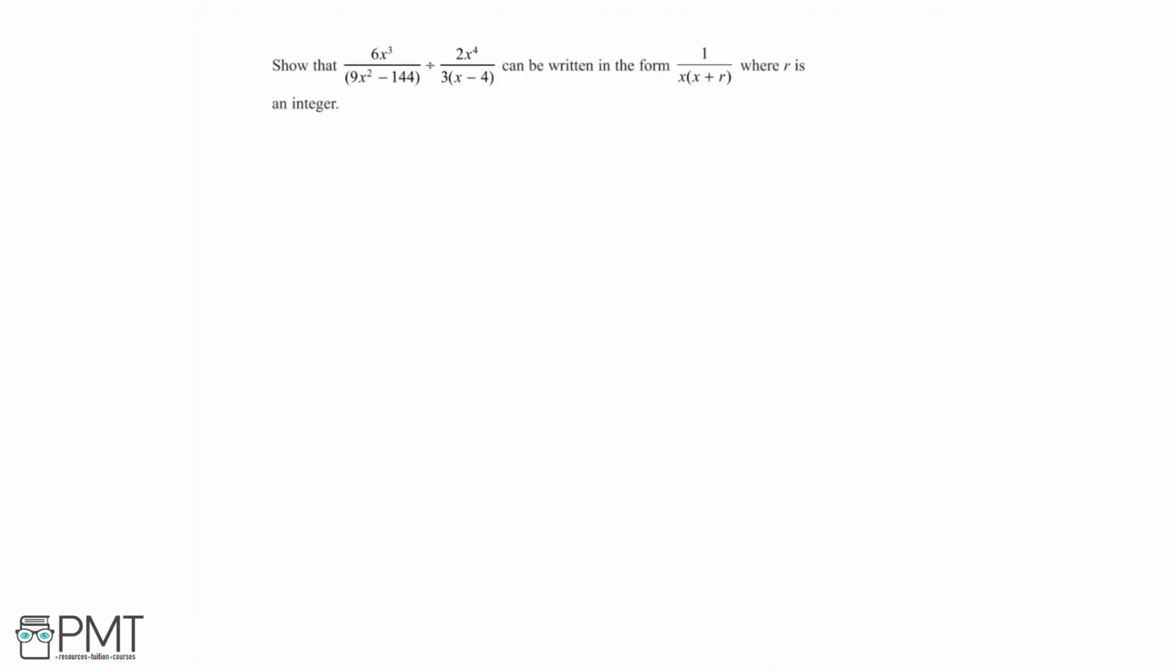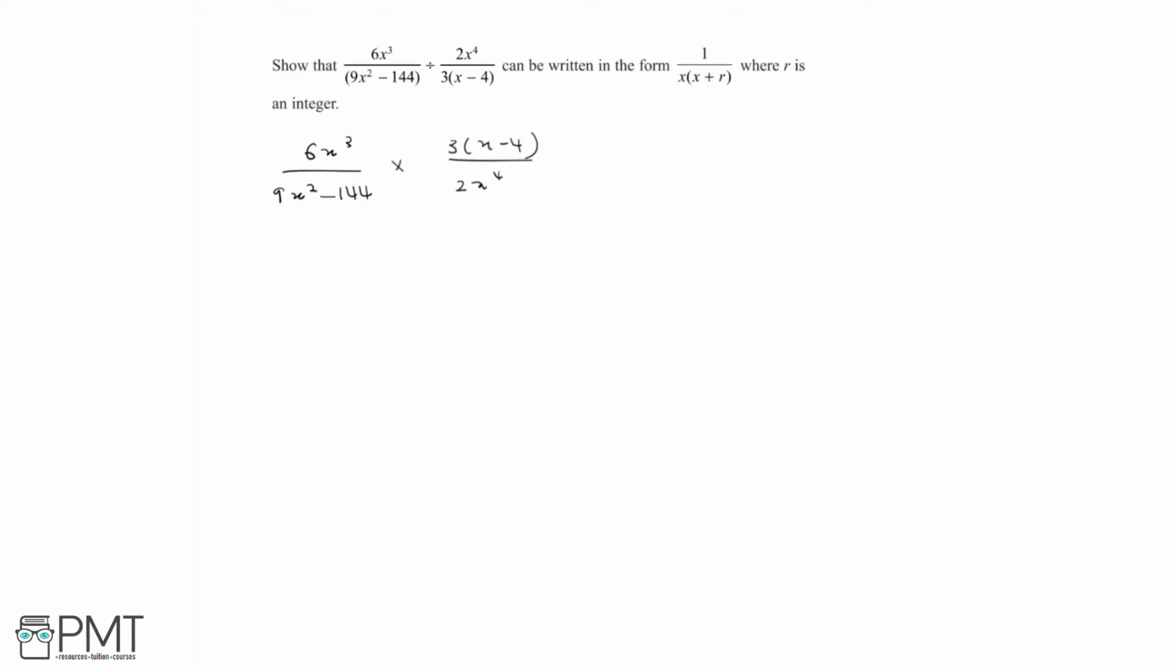We'll start by getting rid of the divide sign. To do that, we can change the divide sign into a multiplication sign and flip the fraction on the right hand side. So we'll end up with 6x cubed over 9x squared minus 144 multiplied by 3 brackets x minus 4 over 2x to the power of 4.